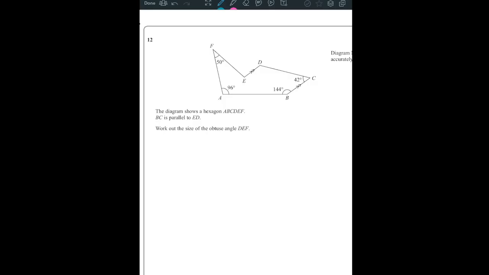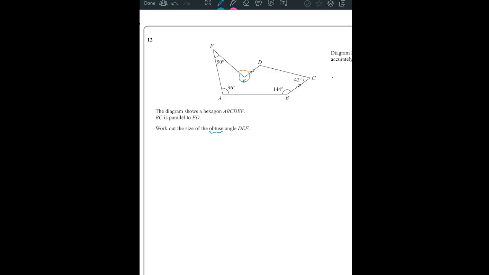We have a hexagon. BC is parallel to ED, and work out the angle DEF. Now it does want the obtuse angle. So the final answer I'm giving is going to be this side here. What I've labelled in blue is a reflex angle, not an obtuse. So I need to remember that when I come to the end of the question.